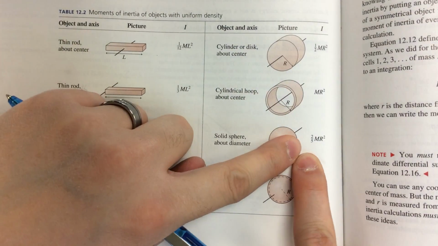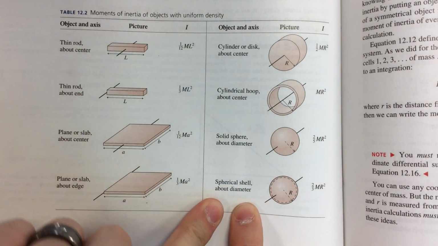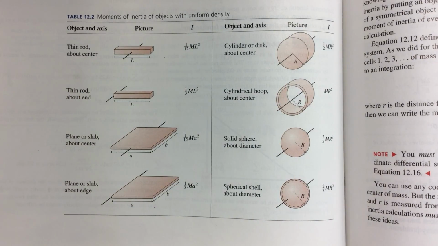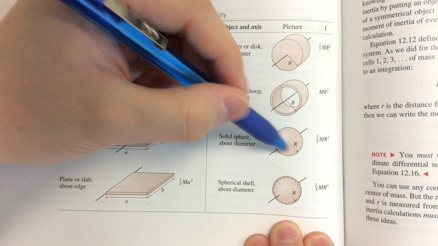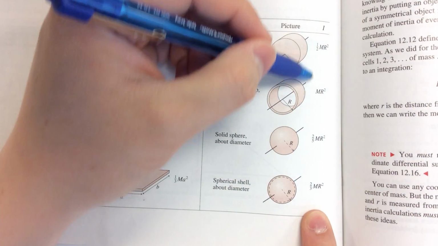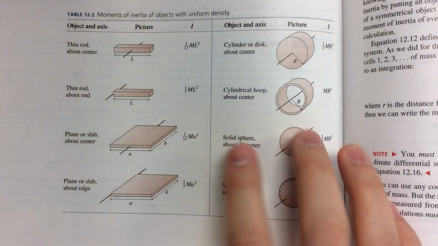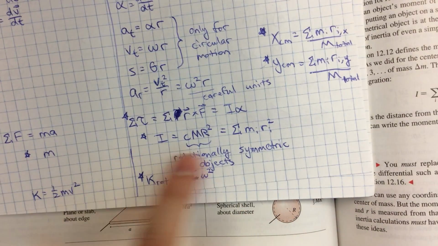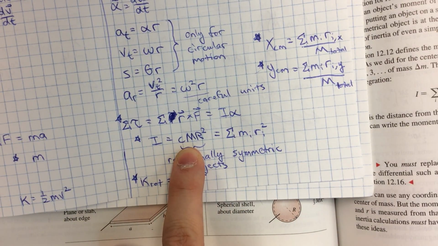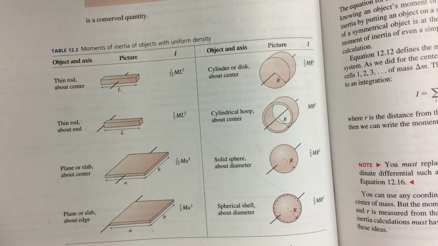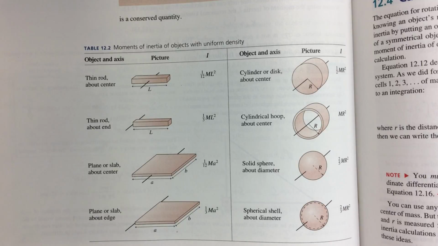If you have a solid sphere, notice that it is less than a spherical shell, because the spherical shell concentrates the mass on the outside as opposed to having it distributed all the way through. This is 2/5, this is 2/3. So this coefficient here is what I had labeled as a C. The C is kind of like a coefficient or constant that tends to come out when you're dealing with moments of inertia for different shapes.